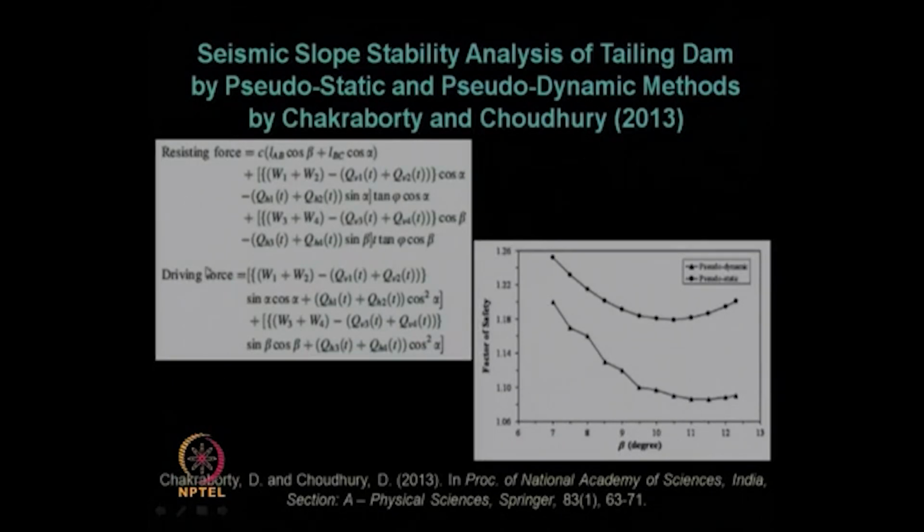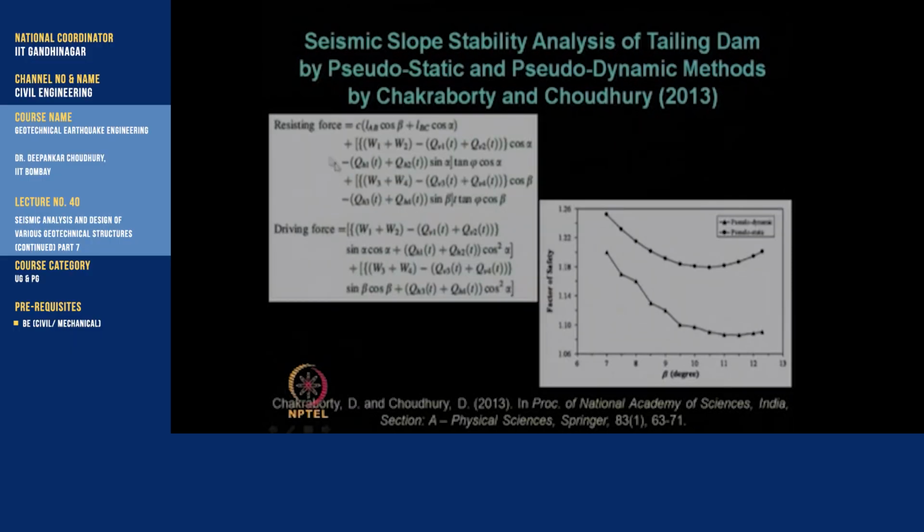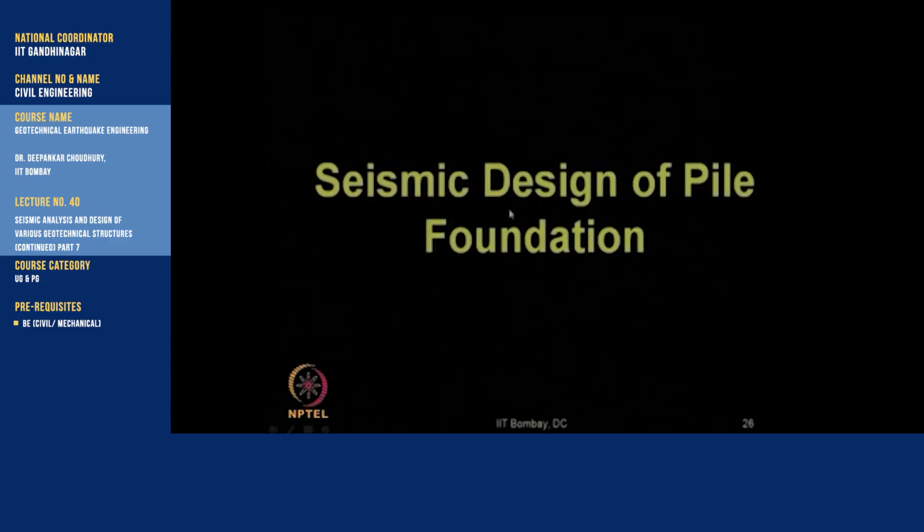So, the factor of safety, as we know, is nothing but the ratio of resisting force to driving force. So, from the resisting force and driving force expressions, we will get the factor of safety using both pseudostatic and pseudodynamic approaches, and if it is more than 1.5, then we will call it safe. If it is going to be less than 1, we need to find out the displacement.